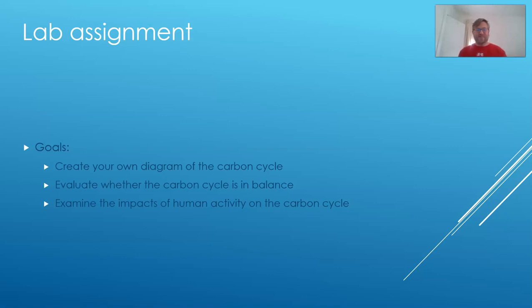So you're going to be using just some arithmetic to understand the workings of the carbon cycle, and that will allow you to evaluate whether the system is in balance, and then also to examine the impacts of human activity. As human activity changes some of these flows, what effect does that have on the overall carbon cycle? So that is your assignment, and I will be back next week.